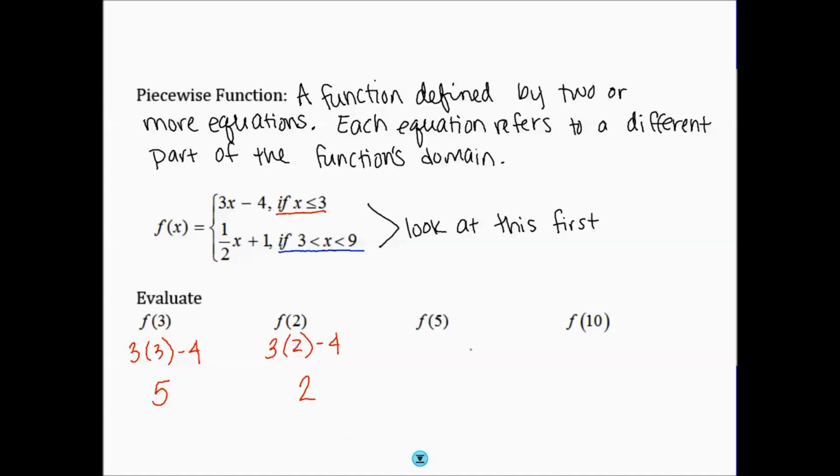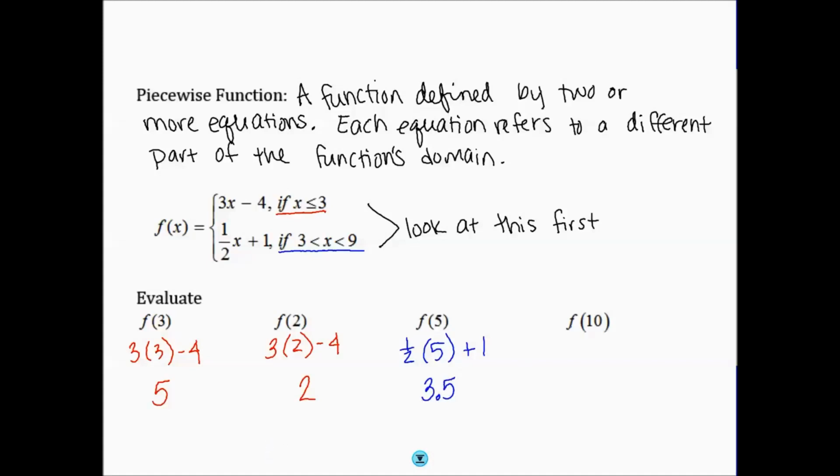Then we have f of 5. Is 5 less than or equal to 3, or between 3 and 9? It's between 3 and 9, so we're going to use the second equation and plug 5 in for x. So half of 5 is 2.5, plus 1 is 3.5.